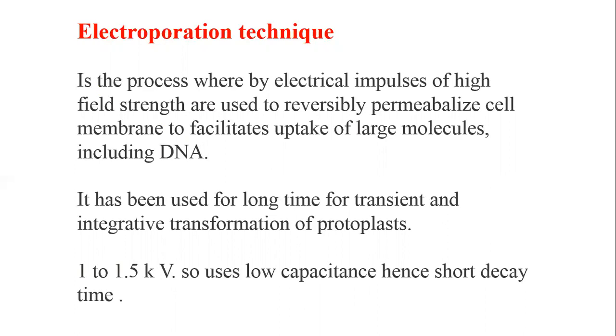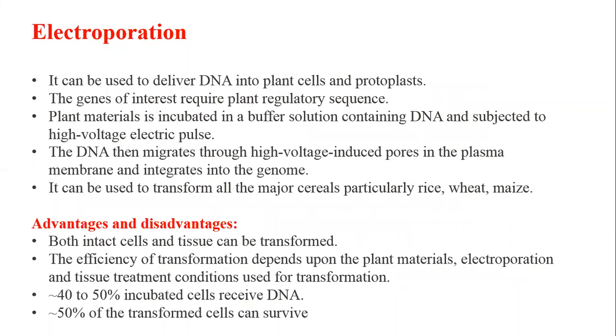Generally, 1 to 1.5 kilovolts electric pulses are used, which have low capacitance and short decay time. So it can be used to deliver DNA into plant cells or protoplasts. The genes of interest require plant regulatory sequences, meaning the regulatory sequence containing the foreign gene should be inserted into the cell so that the foreign gene can be regulated by its own mechanism. The plant material is incubated in a buffer solution containing the DNA and subjected to a high voltage electric pulse.